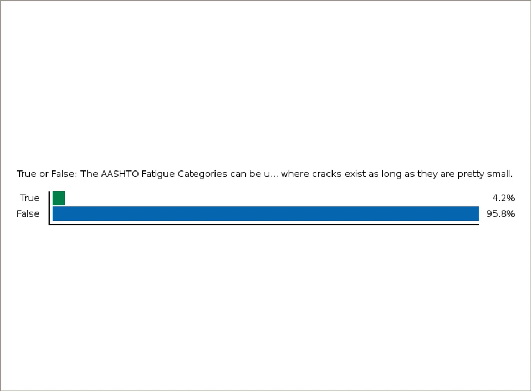The answer is false. Now, I can see maybe where some people put true. The small little defects that are present from fabrication, or maybe the little bit of cracking that you could get in a test, but that's not what we're talking about. When we say small, we mean that you could not even find it. The type of cracks that could be present, say, from fabrication are basically not even detectable by, say, magnetic particle testing, certainly not visually. So the correct answer is that if there's cracking present, you cannot use the AASHTO categories.